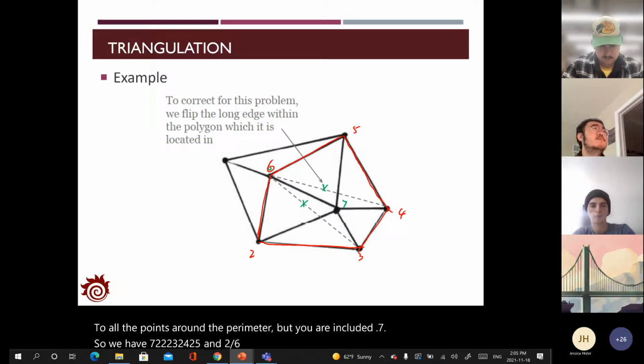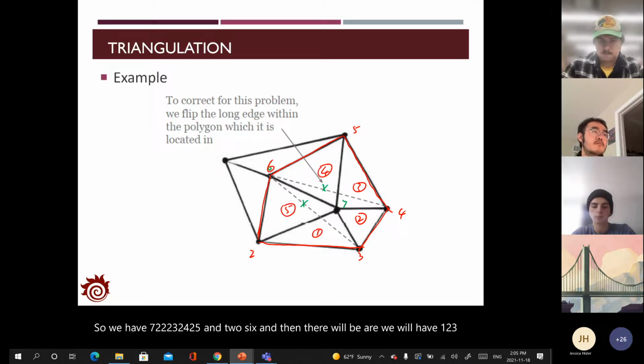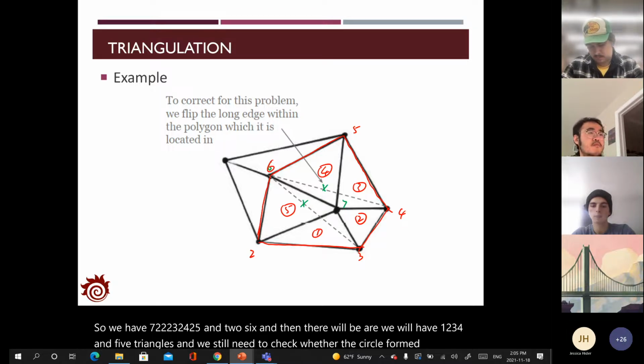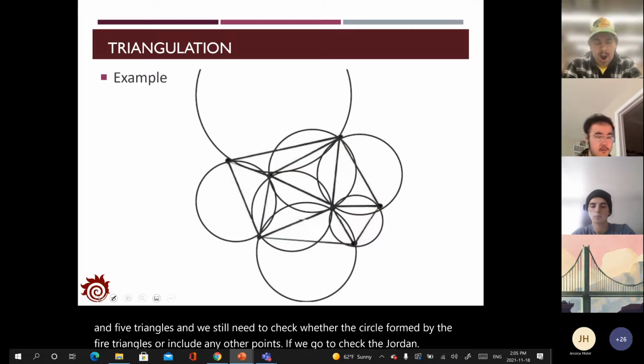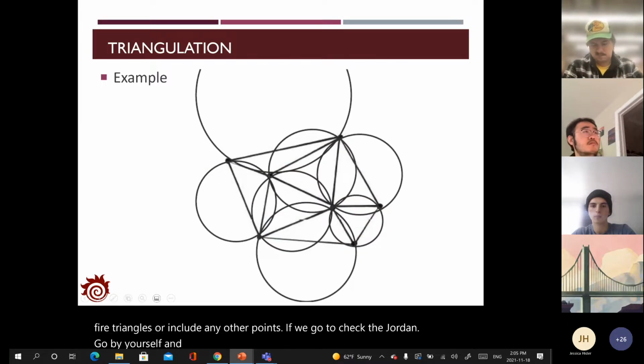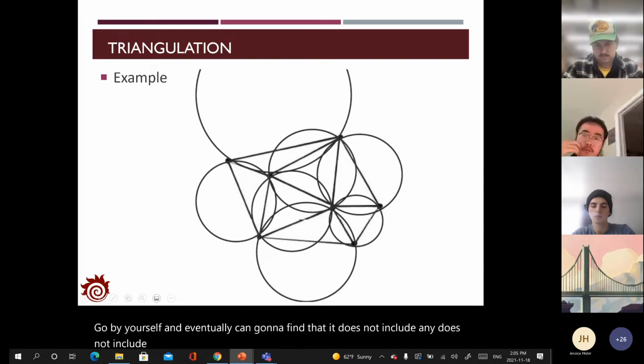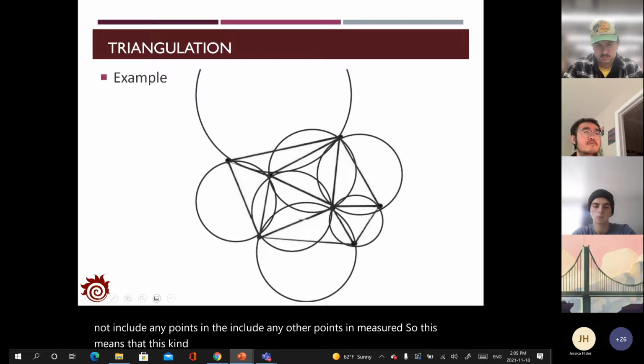And then we will have 1, 2, 3, 4, and 5 triangles, and we still need to check whether the circle formed by the 5 triangles will include any other points. If you draw the circles by yourself, you're eventually going to find that it does not include any other points you measured. So this means that this kind of triangulation is appropriate and a good strategy for you to form the triangles.